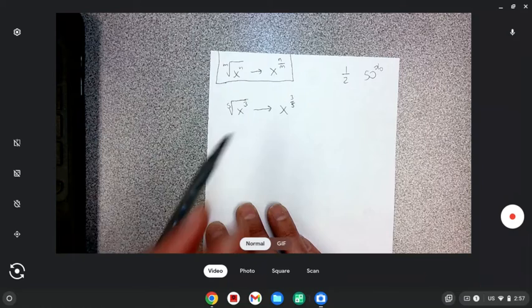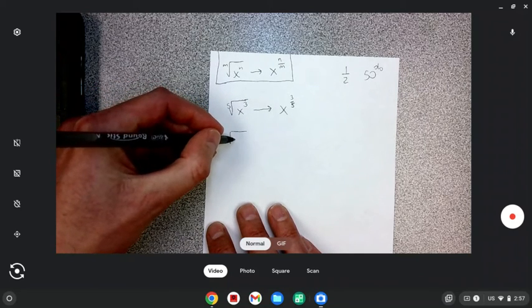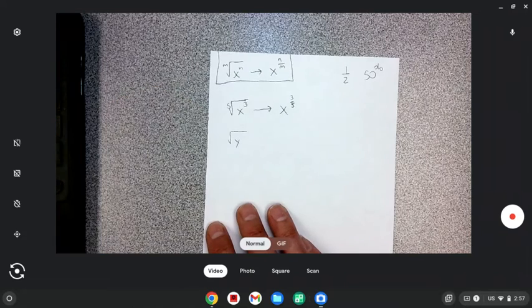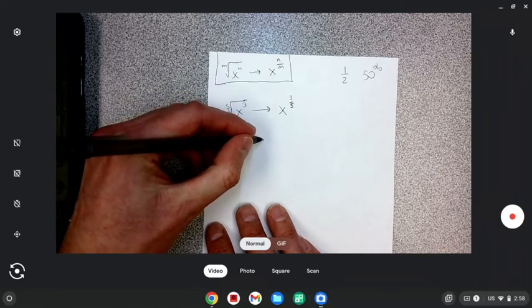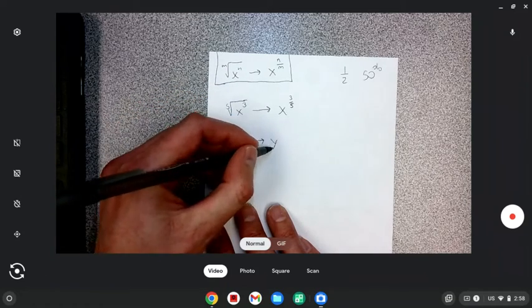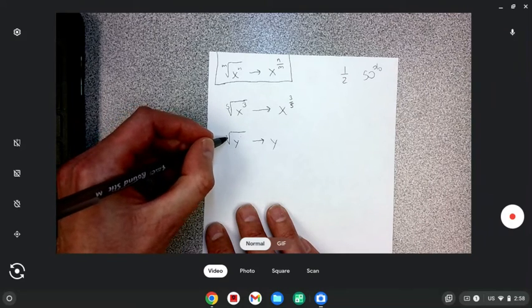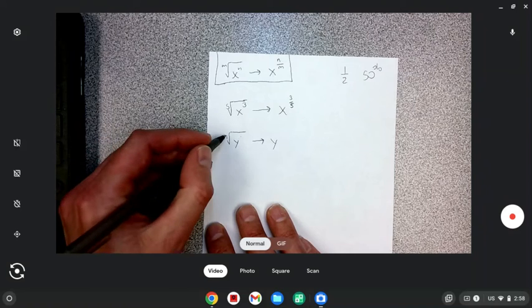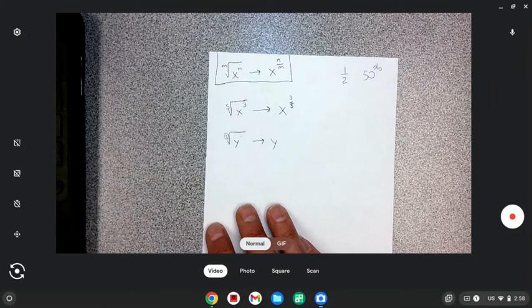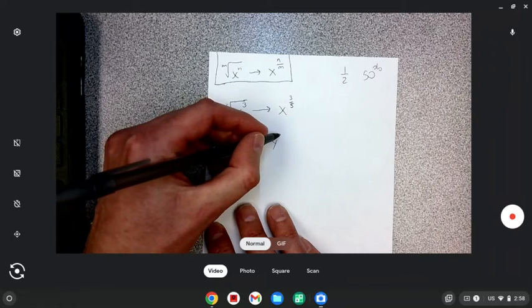Here's one example. What I do want to point out is if you have something like, I don't know, I'm going to use Y, something like this, where there are no numbers. For whatever reason, if there's no number here, it's like a little 2. But we don't write the 2. So a square root has this invisible 2. So if there's no number there, it's like an invisible 2.